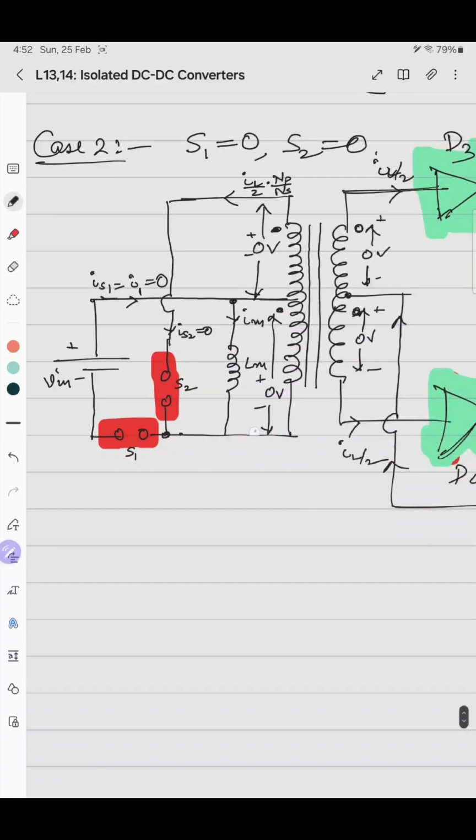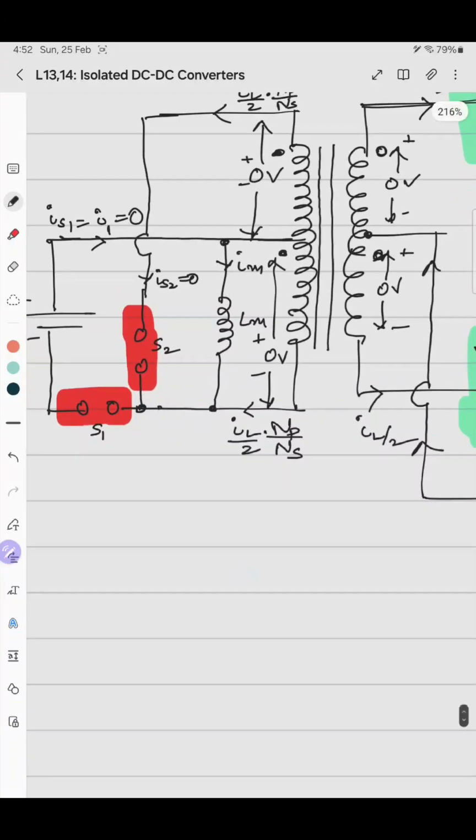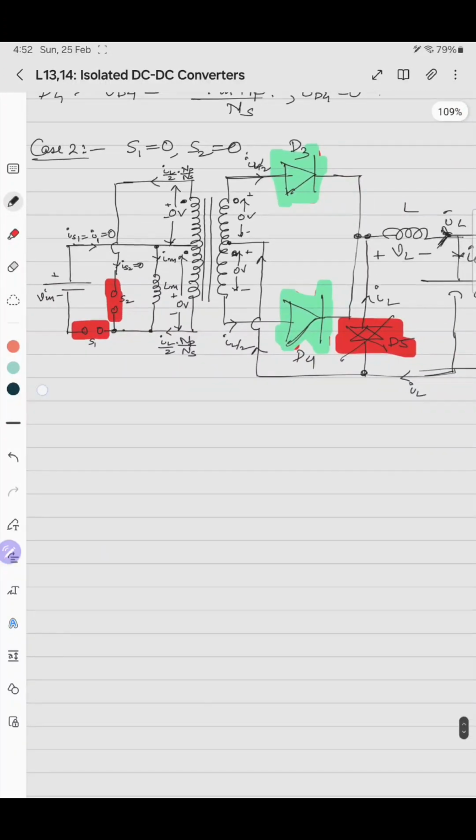Similarly here, IL by 2 NP by NS. This current will flow. As after this branch there is no path to flow, this current IM will be equal to minus IL by 2 into NP by NS if there is no D5. If there is no D5.